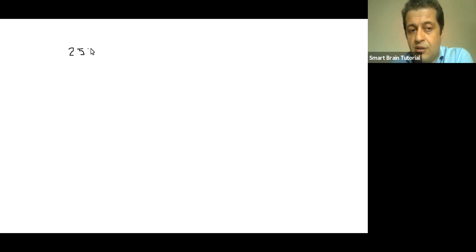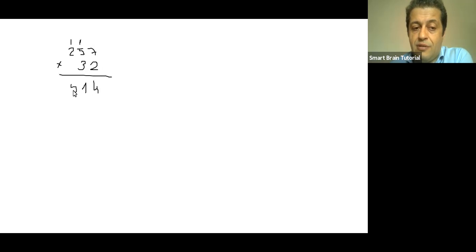257 times 32, for example. We have 2 times 7, it is 14. We have 4, and 1 is carried here. 2 times 5, it is 10, plus 1, it is 11. We have 2 times 2, it is 4, plus 1 that is carried here, it is 5.